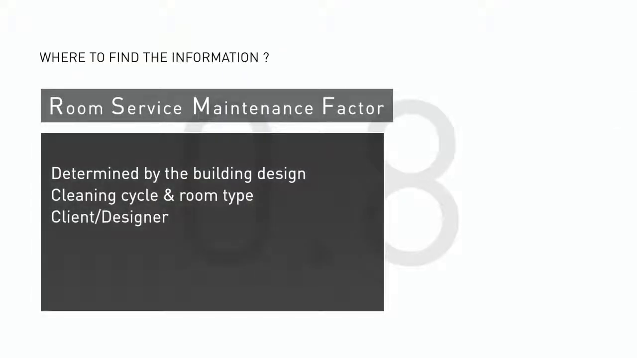Yeah, and that's the CIE 97 2005. And then finally, the room surface maintenance factor. Again, this is determined by the building design, the cleaning cycle, and also by the room type. And is it a clean room or is it a dirty room, etc. So relatively straightforward elements, but again, you're needing to gain this information from the designer and also from the client.